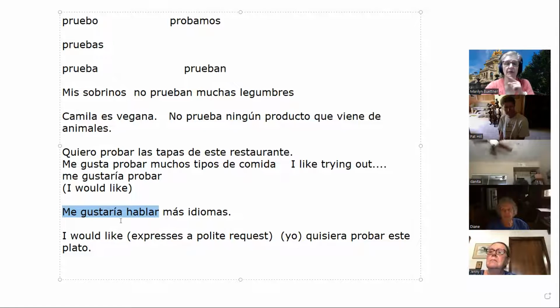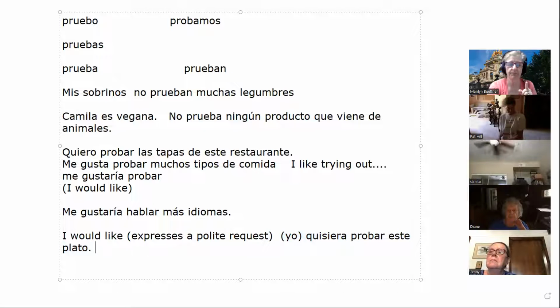So know that me gustaría hablar más idiomas indicates what you would enjoy doing, what you would have a good time doing. We do not use me gustaría for a polite request.